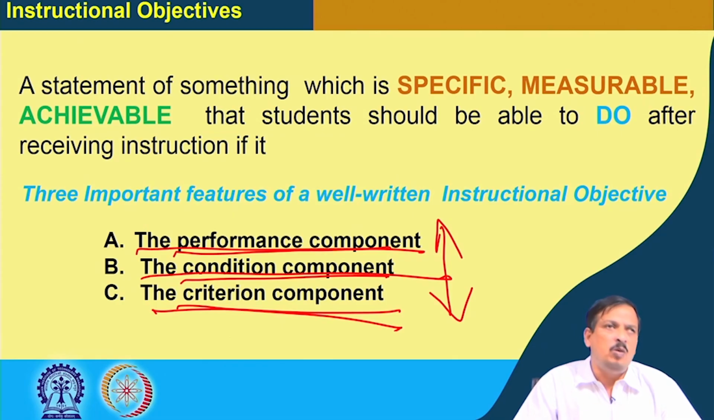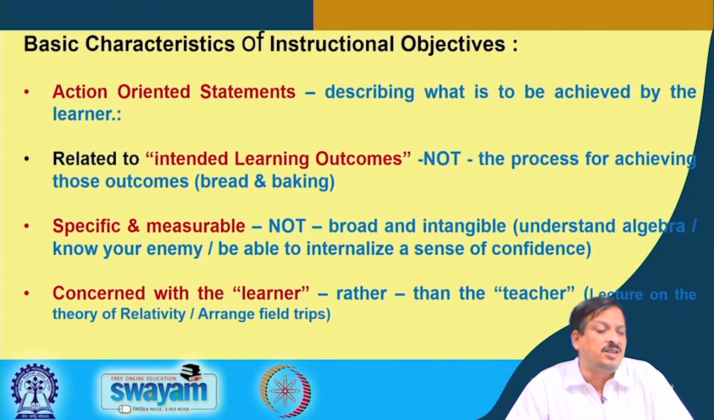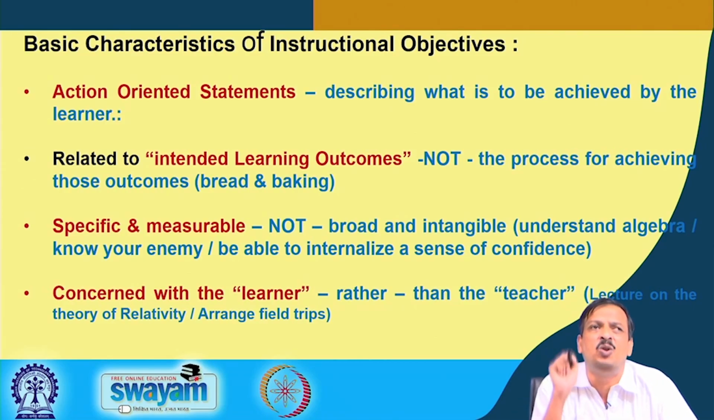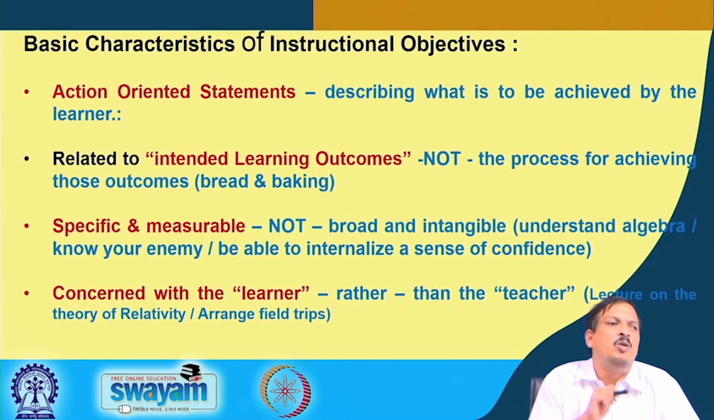Okay. So, the basic characteristic of an instructional objective is that it is an action-oriented statement. What the learner will be able to do, not, okay, learner will appreciate this course, learner will understand this subject, learner will understand this principle or learner will know this principle, not that. They have to perform.